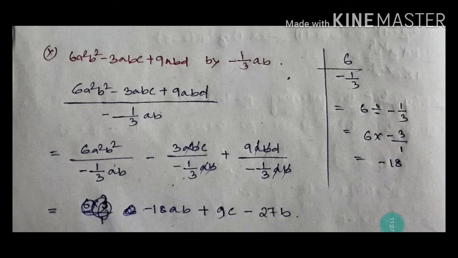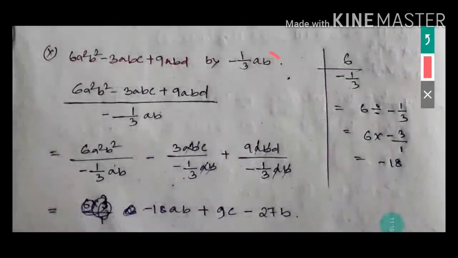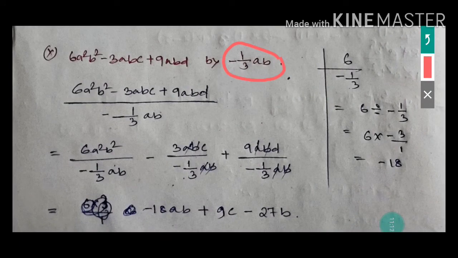6a square b square: here also your divisor is monomial, this is your divisor. Now first of all you will split this numerator with that. I have divided minus 3ab divided by this 9ab, this one. Now 6 divided by minus 1 by 3, this one. If division is there, I can write it as multiplication, then it will be the reciprocal, 3 by 1. So 6 3s are 18 by 1, means how much, 18 only, minus 18 only.